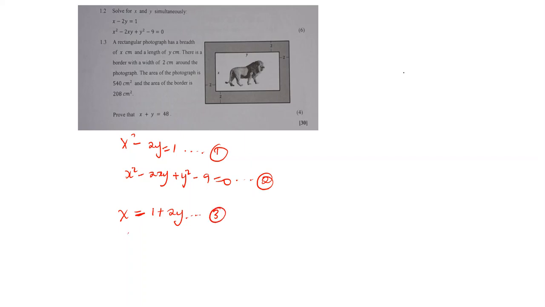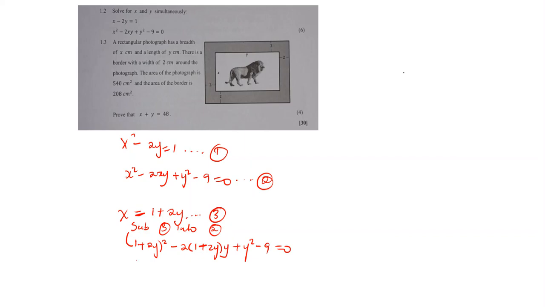I hope you understand. So now we go on further to substitute. We'll substitute equation number 3 inside equation number 2, the complicated one. So we will simply have 1 plus 2y squared minus 2 into 1 plus 2y multiplied by y plus y squared minus 9 equal to 0. You equate everything to 0. Then from this, you quickly simplify.